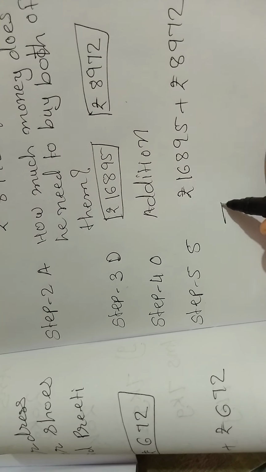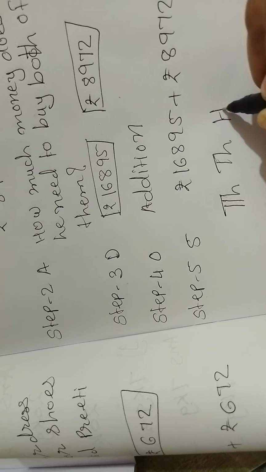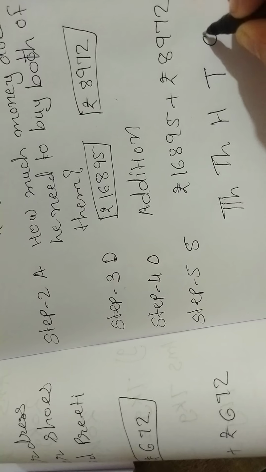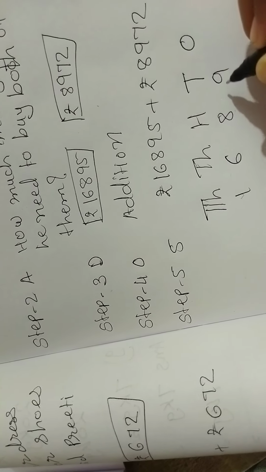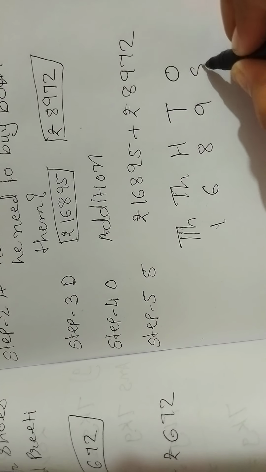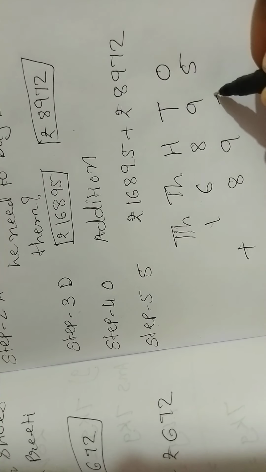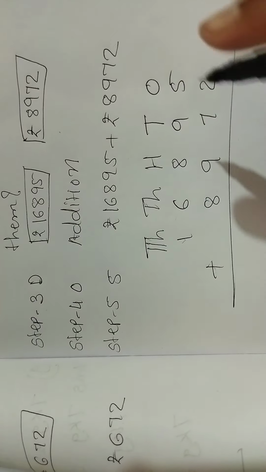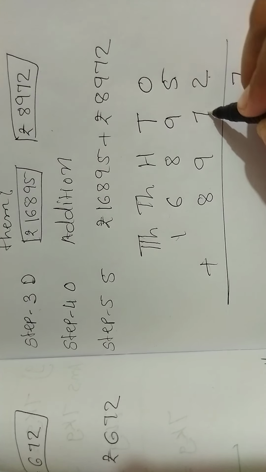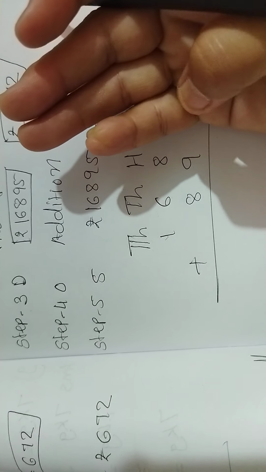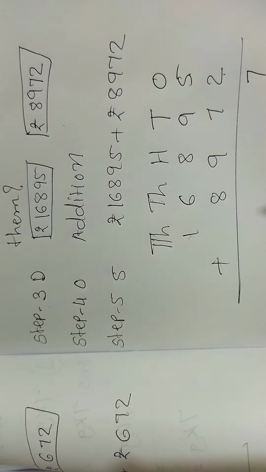Here we have to write ten thousands, thousands, hundreds, tens and ones. 16,895 plus 8,972. 5 plus 2, 7. 9 plus 7: 9 on your mind, 7 on your fingers. 9, then 10, 11, 12, 13, 14, 15, 16. We have to write 6.